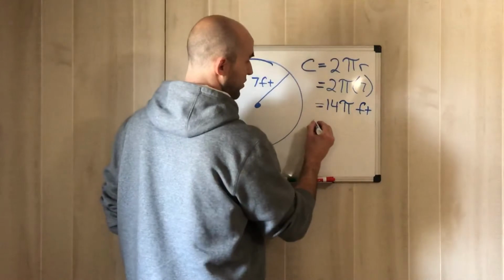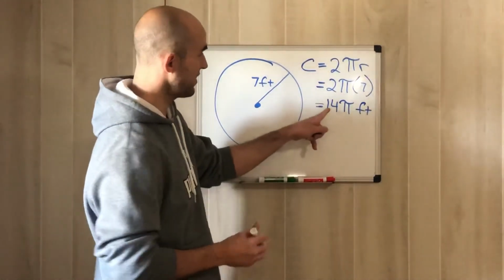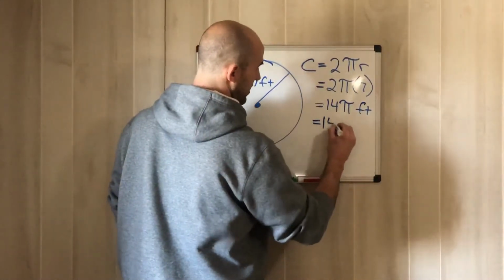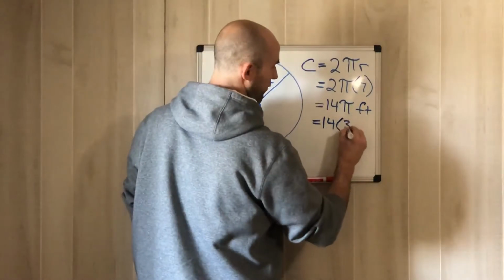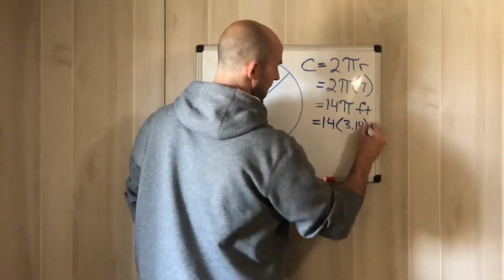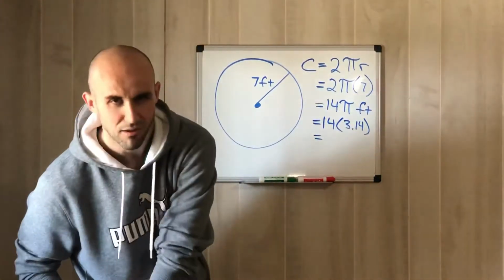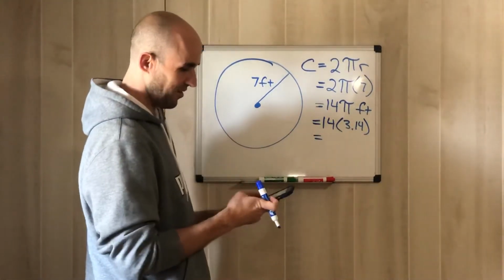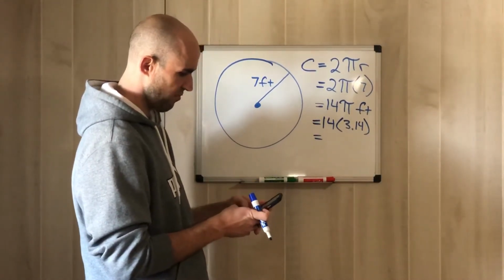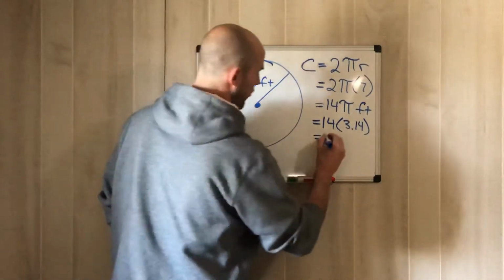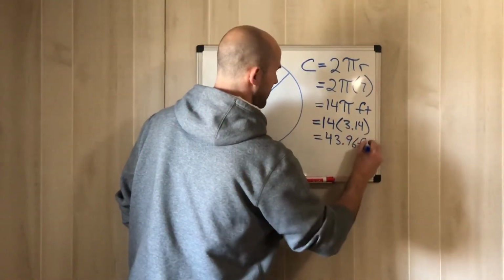But again, most people usually like to convert it to a decimal, which you could. So if you wanted to, you can write 14. And whenever you see pi, a lot of times people think of the number 3.14. And once you guys multiply that out, 14 times 3.14 would give you 43.96 feet.